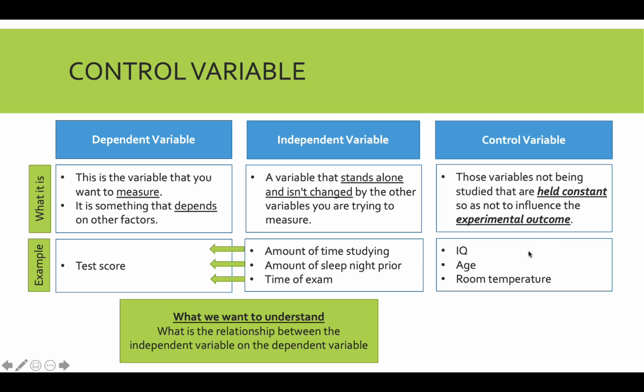And the control variables are those things that we want to hold constant. The things we don't want to impact our predictions. So maybe IQ. I don't care about your IQ and how well you do on the test. I'm going to hold that constant. I don't care how old you are. Maybe I want to remove room temperature, and I just want to focus on the independent variables. So the control variables are the things that you don't want to have impact your results. So you hold them constant.